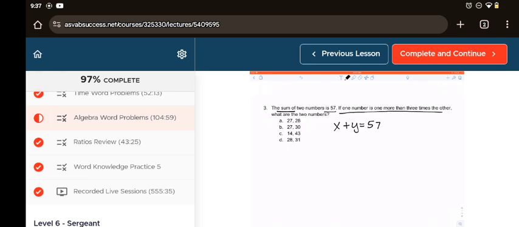Okay? And let's look at the second sentence. It says if one number is one more than, so 1 plus, 3 times the other number. The question is asking us for the two numbers.